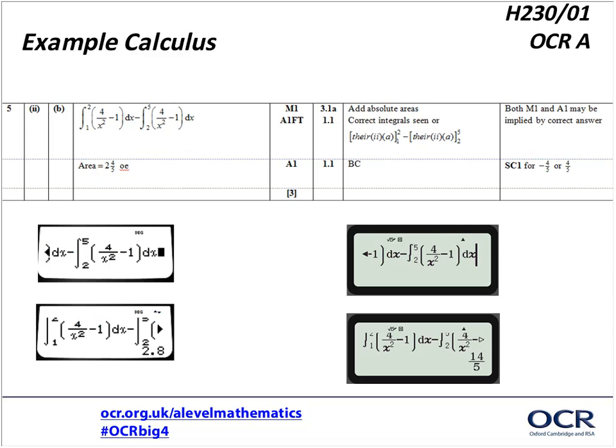Now, if they spot this and put into their calculator the area above the axes between the limits 1 and 2, and subtract the negative area between the limits of 2 and 5, if they just type that straight into their calculator with no working written down and get the answer, they would get full marks.